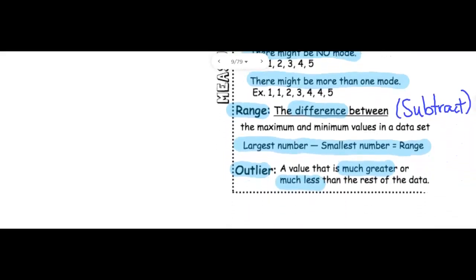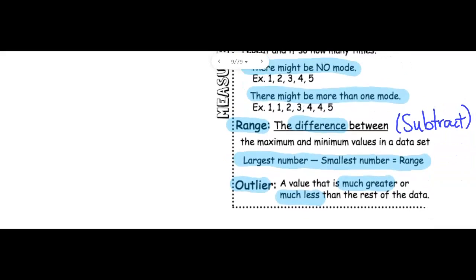Another word that you're going to need to know is outlier, a value that is much greater or much less than the rest of the data. Now the example I used for that was all my students are either 11 or 12, maybe some 13 years old. And I am 50, so my 50 is a much, much bigger number than 11 and 12-year-olds. So 50 would be an outlier. It could be much bigger or much smaller.